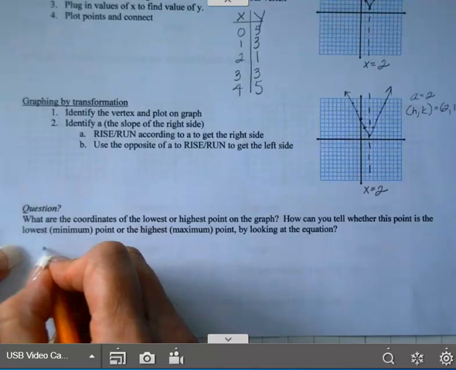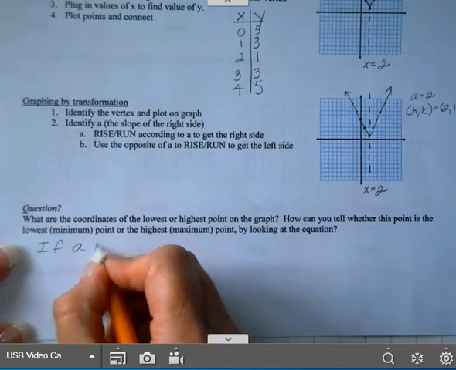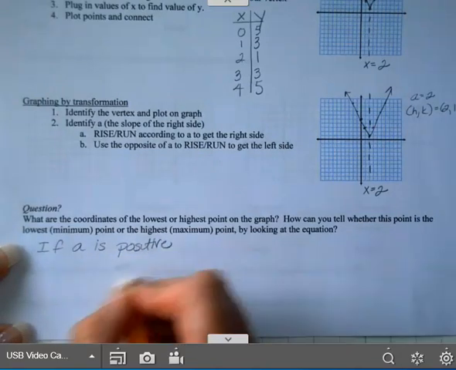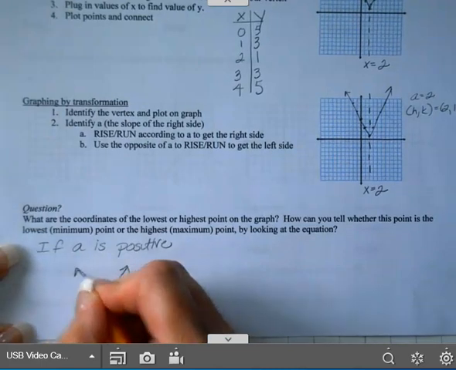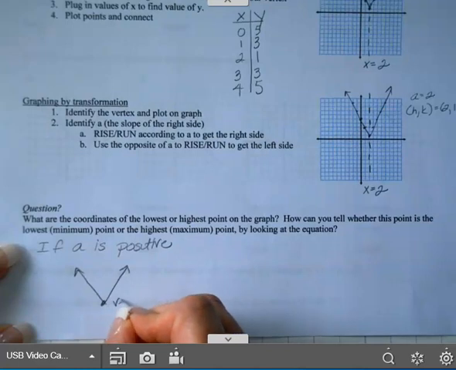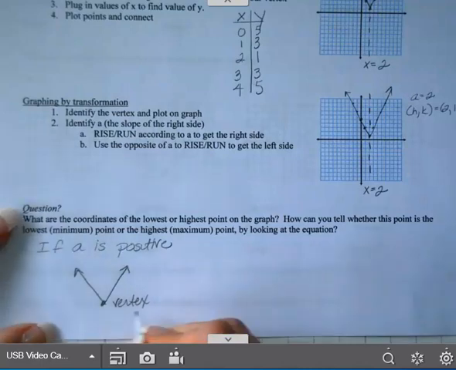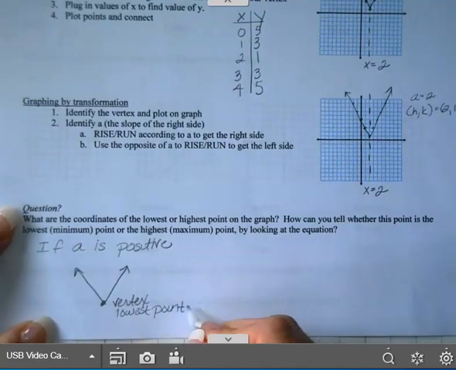So if A is positive, that means my graph opens up. So it looks something like this. Here is my vertex. And in this case, it's going to be a lowest point. Which is a minimum.